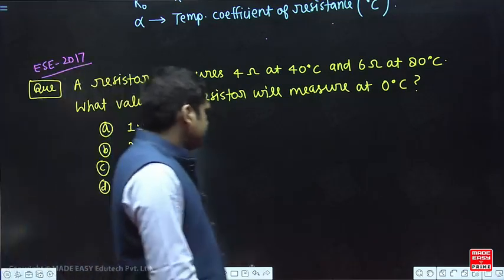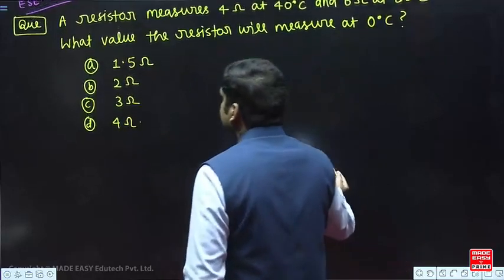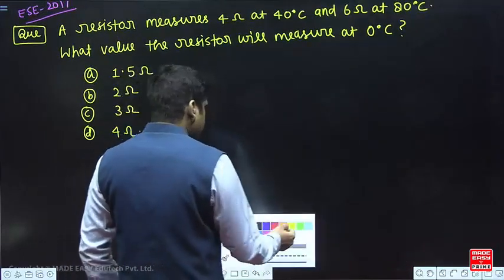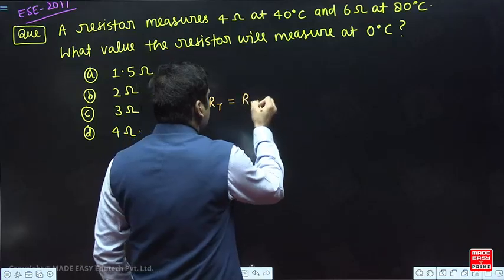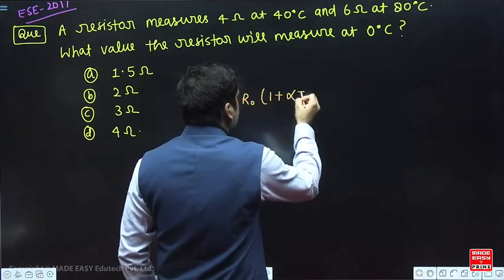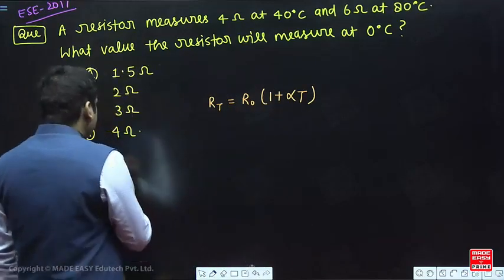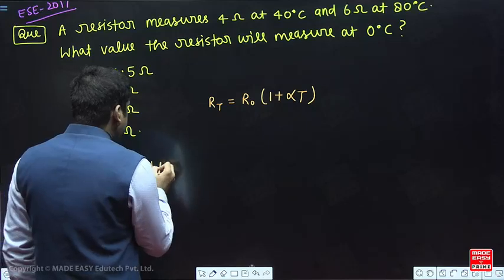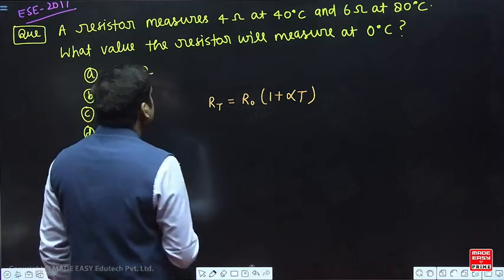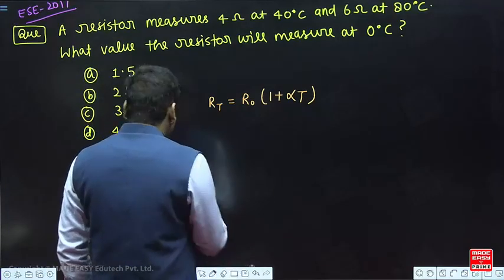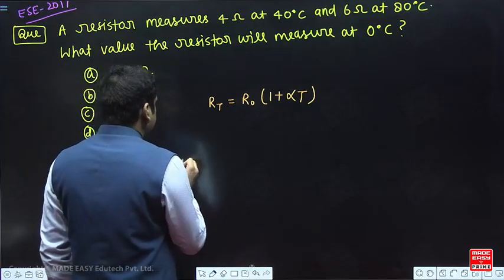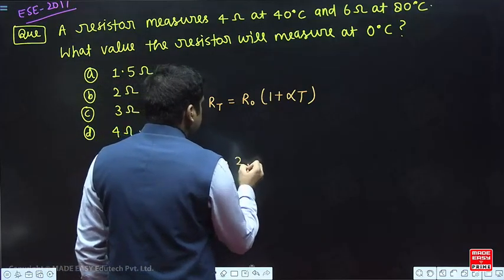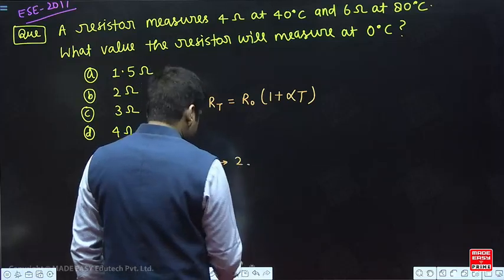Right, you see, we have the standard relationship: R_T is equal to R_0 (1 + alpha T). According to this question, when T is equal to 40 degree centigrade, the value of resistance is how much? 4 ohm.